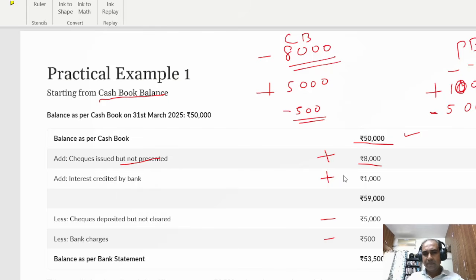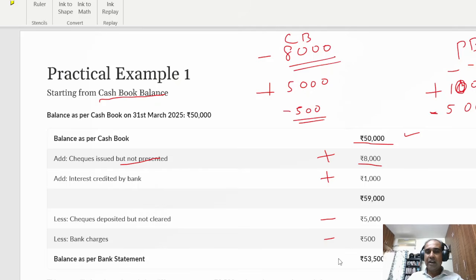Checks deposited. I have deposited a 5,000 rupees check, but the bank has not given the credit of that 5,000 rupees. So what I will do, I will reduce my book balance in the reconciliation so that I can match the balance as per bank. Bank charges: the bank has debited 500 rupees, but I have not recorded this transaction. So now I have to reduce the book balance by 500 rupees. Then I will be in a position to reconcile my statement with the bankers.